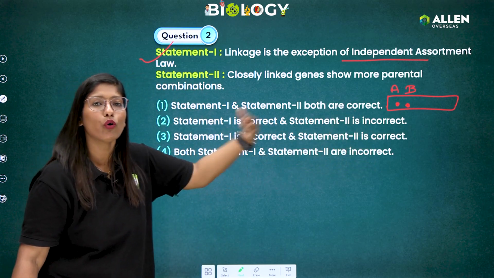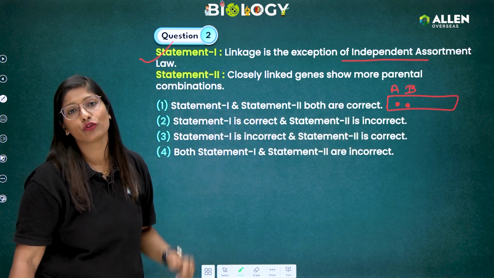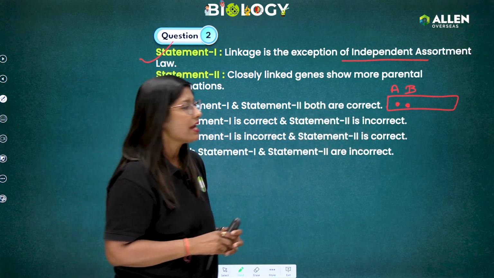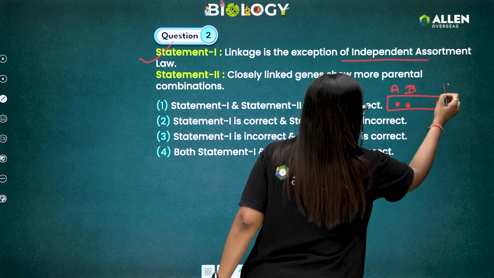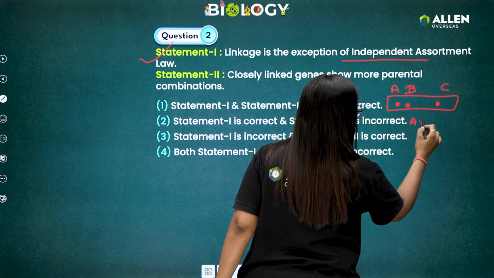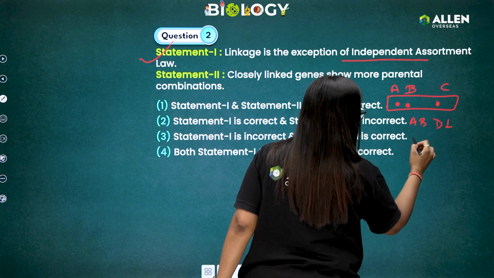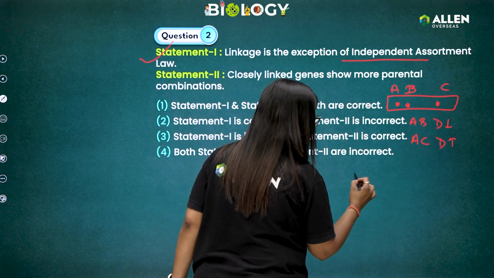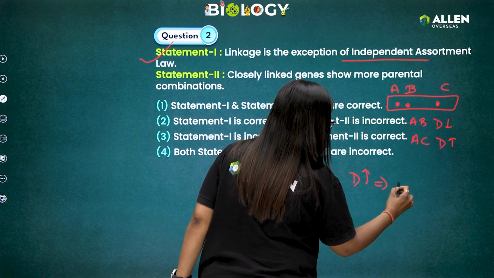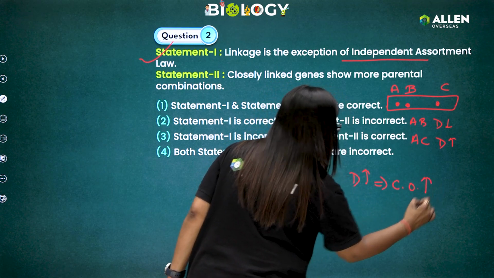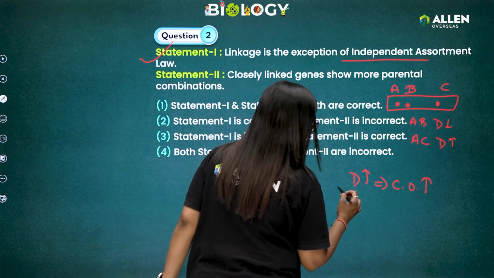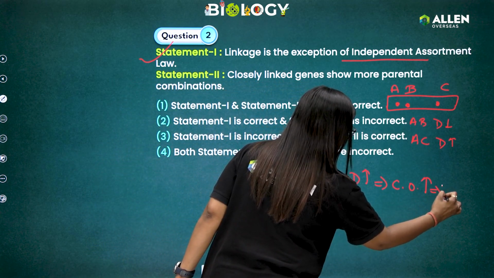that, we will find more parental combinations and less of new combinations if the genes are closely linked or tightly linked. Whereas if there is another gene located here, if you can see the distance between A and B, the distance is less, whereas the distance between A and C is greater. If the distance is more, we know that the chances of crossing over are more, right? And when crossing over is more, we say that the linkage is less.